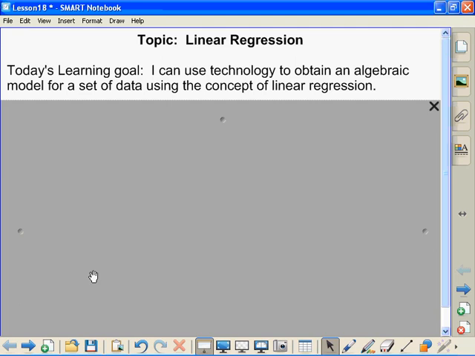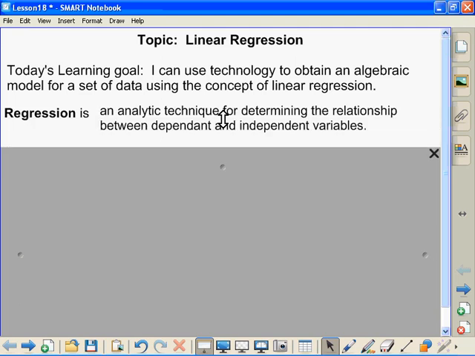So, today's learning goal: you can use technology to obtain an algebraic model for a set of data using the concept of linear regression. I cheated a little bit because I showed you how to use the calculator yesterday, and the calculator does everything for you, right? So this is more practice on A, using the calculator, and B, that critical analysis part that's very, very important. So, a couple of terms you need to be familiar with.